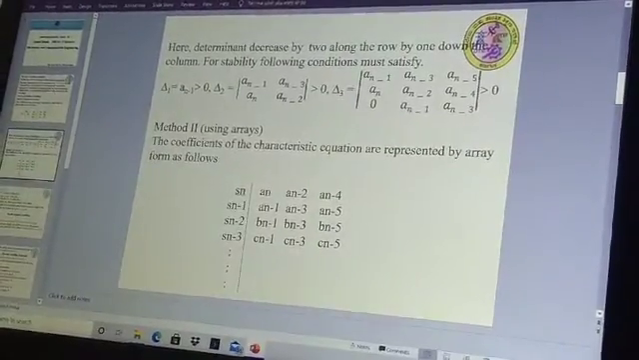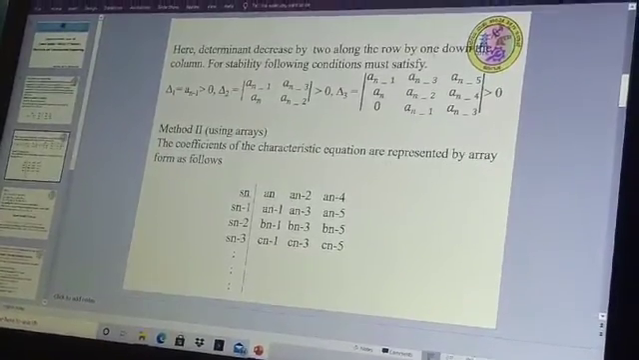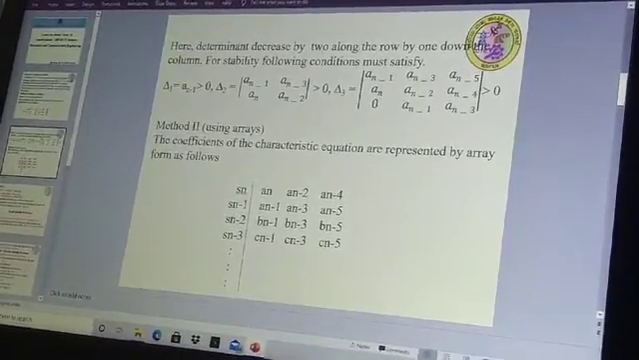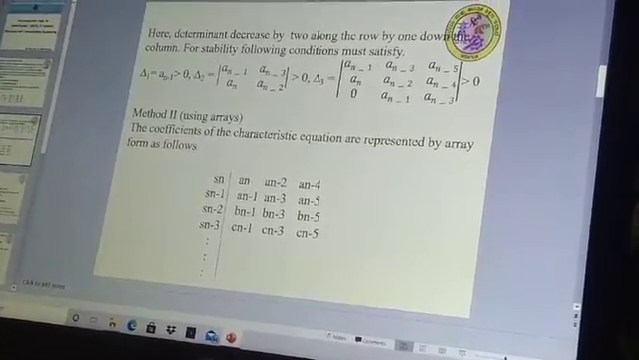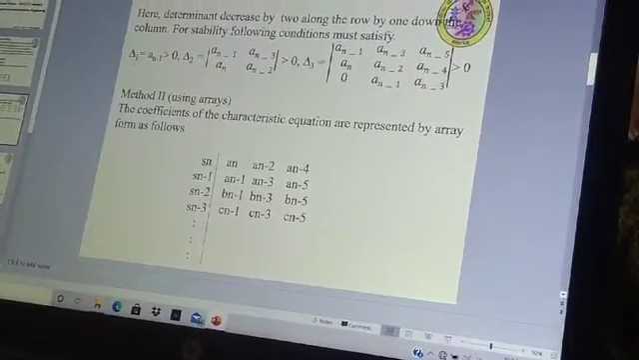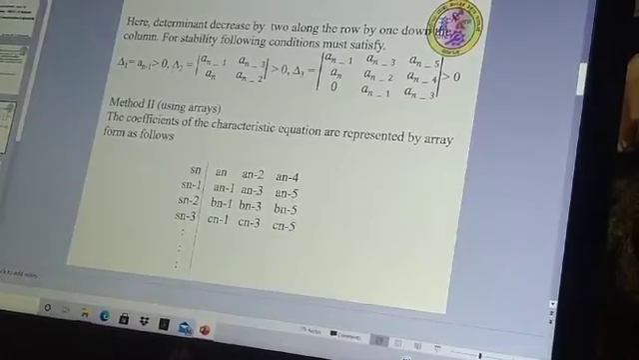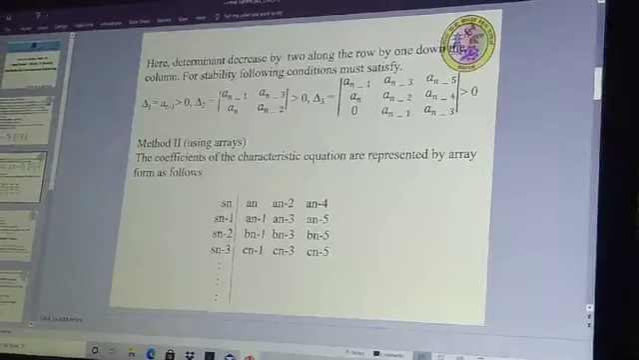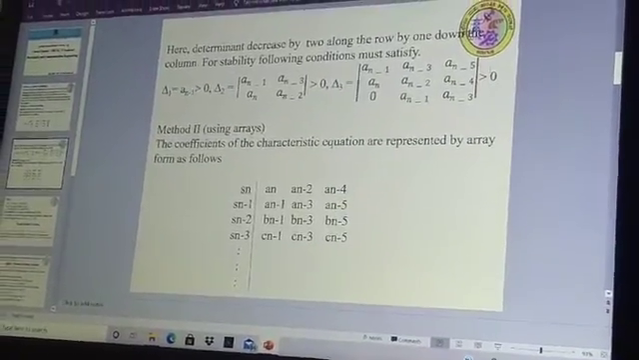Next, here the determinant decreases by 2 along the row and by 1 down the column. For stability, the following conditions must be satisfied. From the determinants, delta 1 equal to an minus 1 should be greater than 0. Delta 2, equal to the determinant of an minus 1, an minus 3, an, an minus 2, is greater than 0, and delta 3 is greater than 0, and so on.